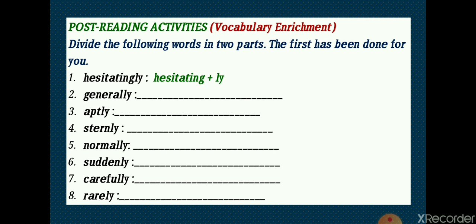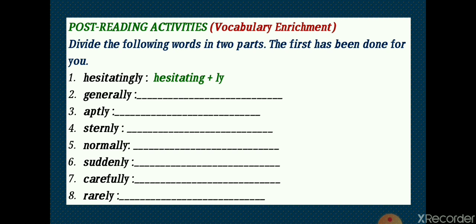Hesitating is an adjective, and when we add ly to it, it becomes an adverb. An adjective tells about the quality of a noun or a pronoun, but an adverb tells about the quality of a verb, that is, the quality or the speciality of an action. In all the words from 1 to 8, we have to make this kind of separation.